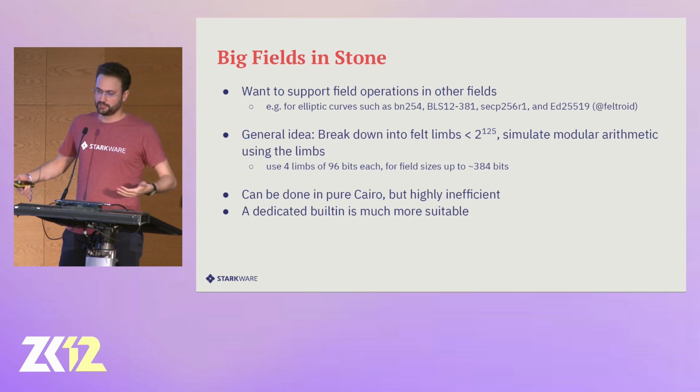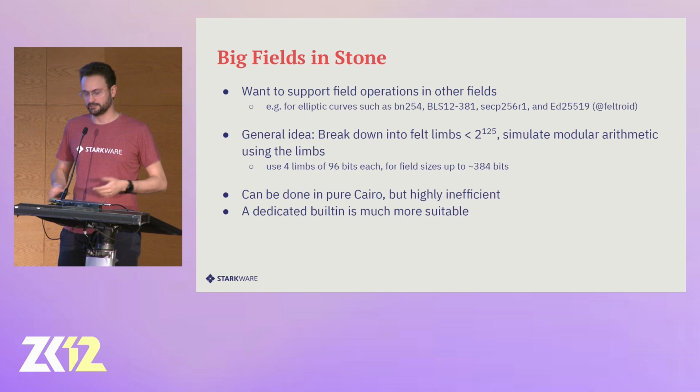And all of this decomposition, again, can be done in pure Cairo, but it will be very inefficient. You have a lot of constraints here between these limbs to simulate this arithmetic. It is much more efficient to do it as a built-in.